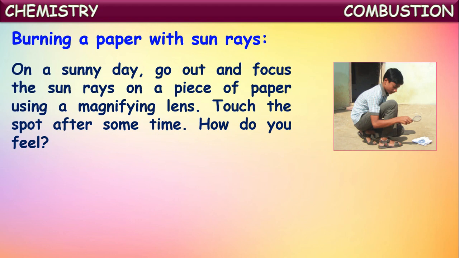So without a flame also, we can burn a paper in the presence of sunlight, sun rays, by using a magnifying lens. What are we doing here? We are focusing the sun rays on a piece of paper by using a magnifying glass. Because of this, that paper will catch fire and start burning.